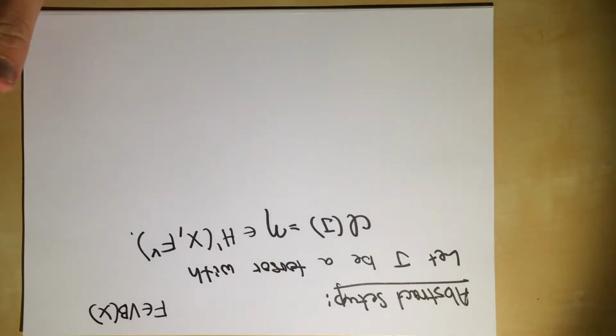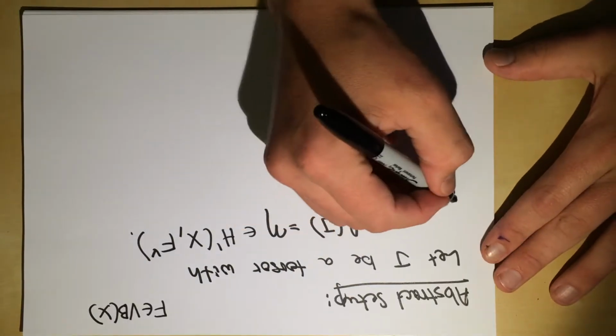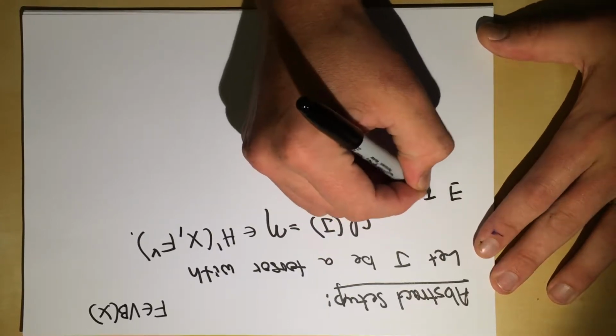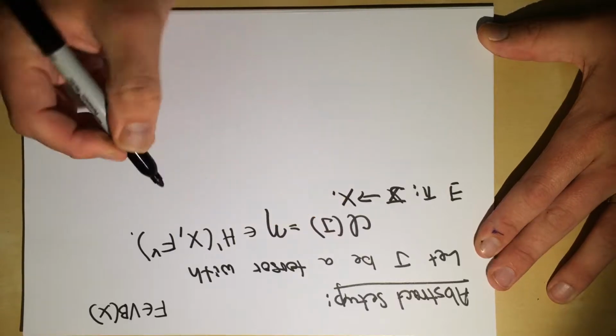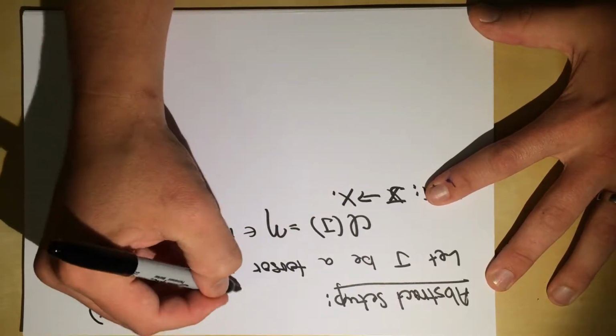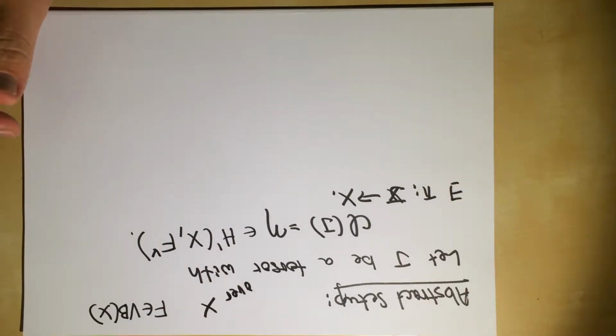Okay, so we're going to do this. It has a canonical projection. By the way, there exists a canonical projection from J to X. So this is going to be a torsor over X, and X is going to be a scheme.